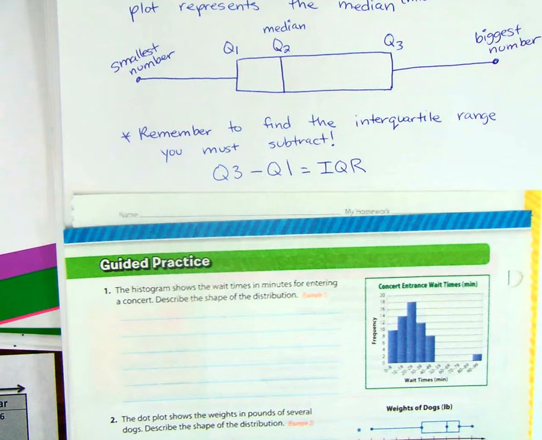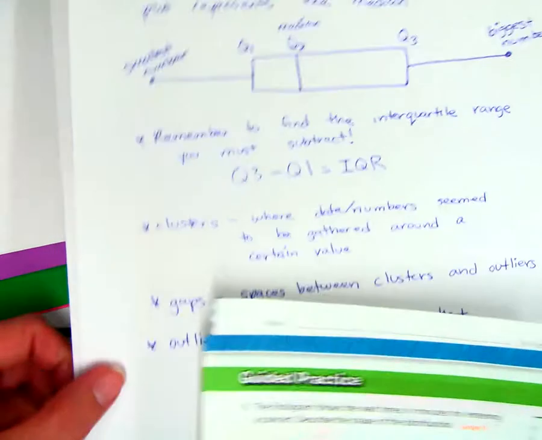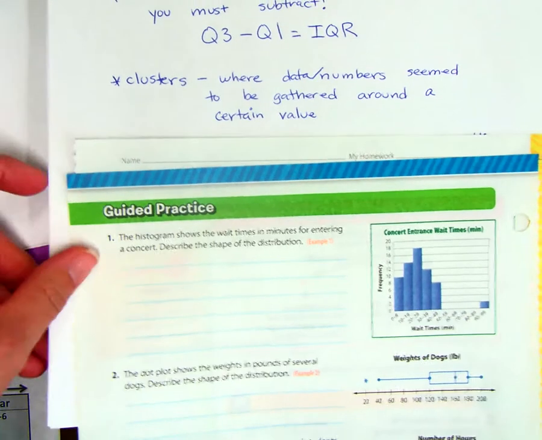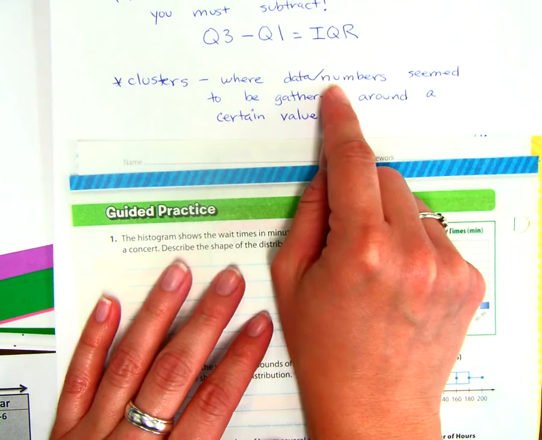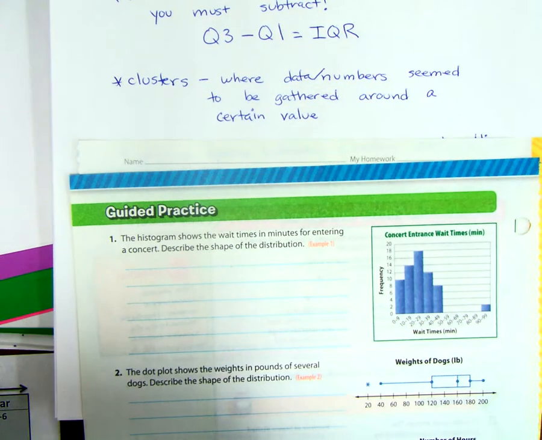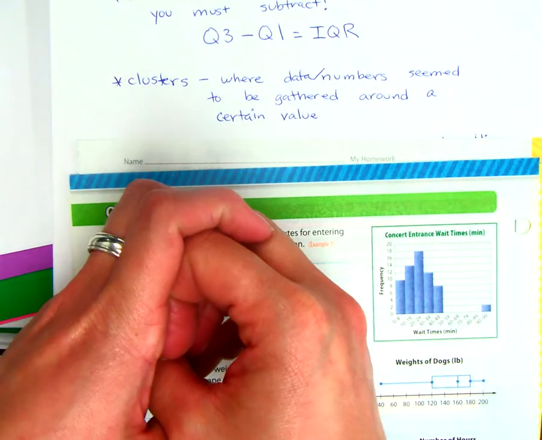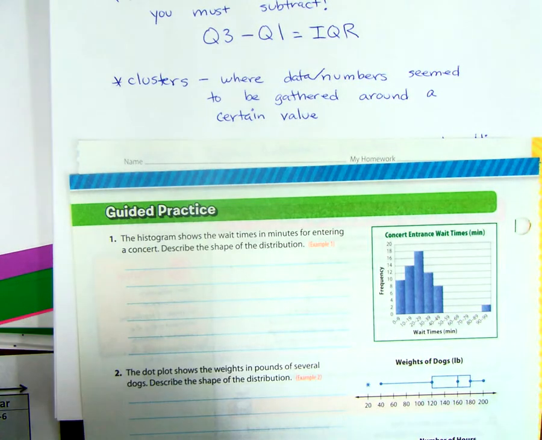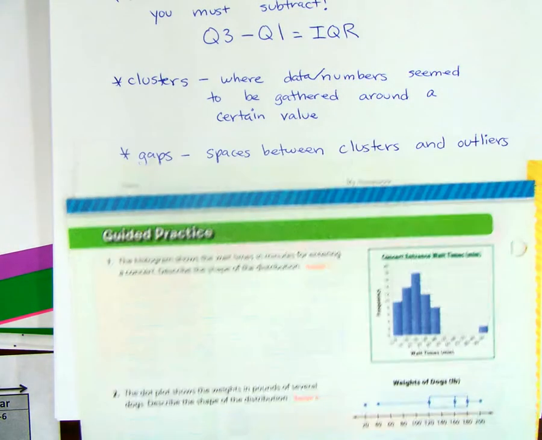We just want to make sure you're aware of how to answer these. Now, clusters. Remember, this is where data or numbers seem to be gathered all around a certain group. Think about how you guys group up in the hallway. You all cluster around one thing, and that's where you're all clustered up. So I'm giving that to you as a visual.